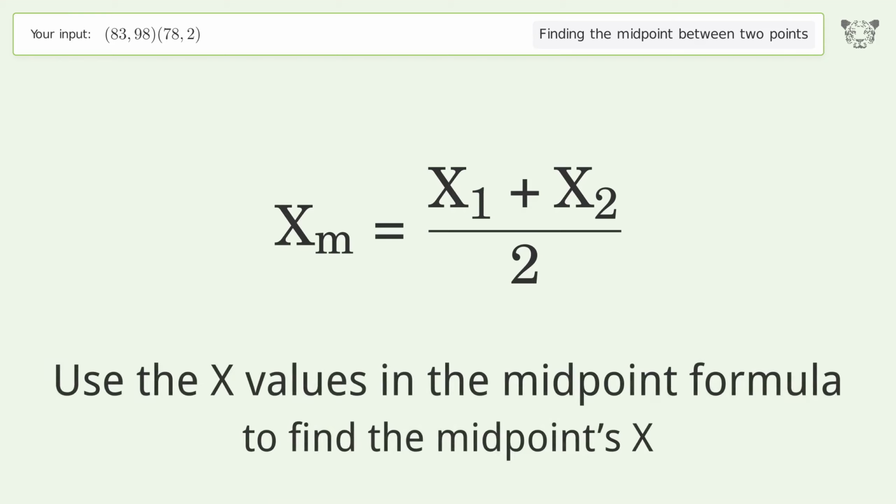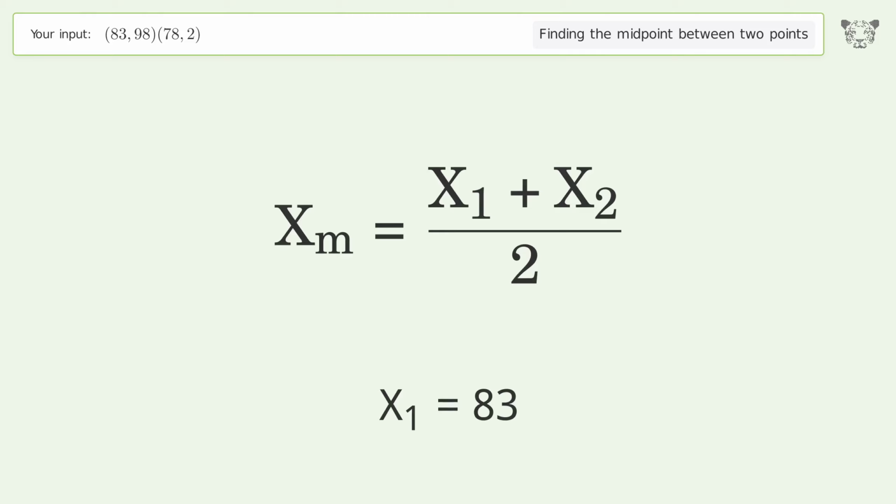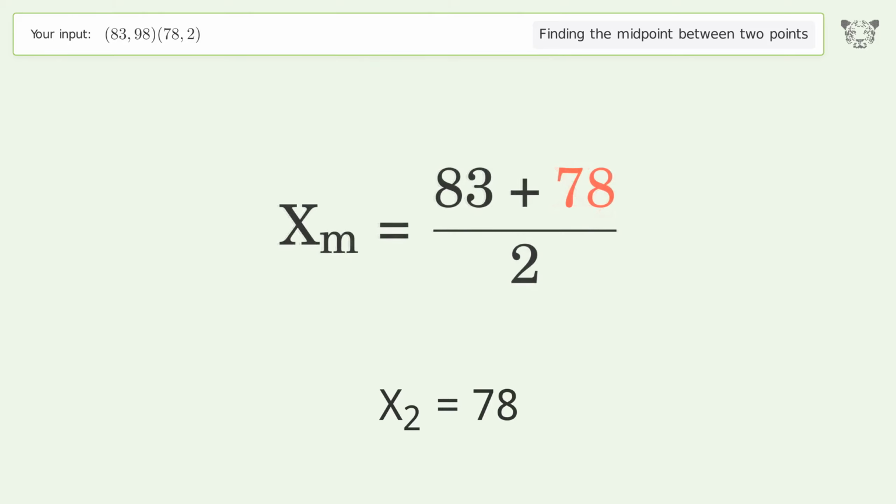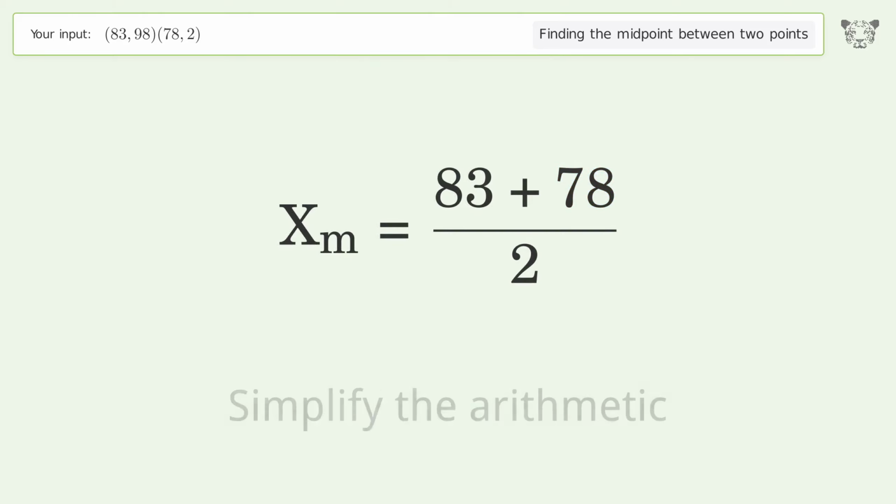Use the x values in the midpoint formula to find the midpoint's x. x1 equals 83. x2 equals 78. Simplify the arithmetic.